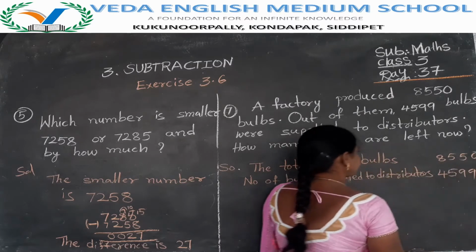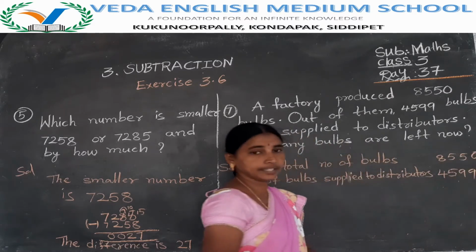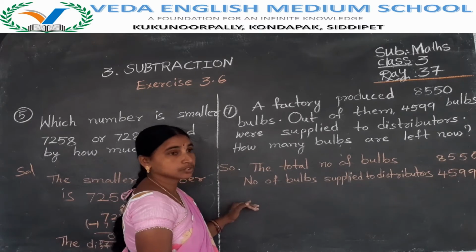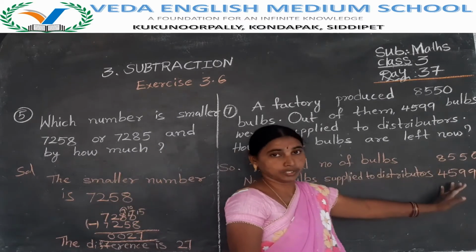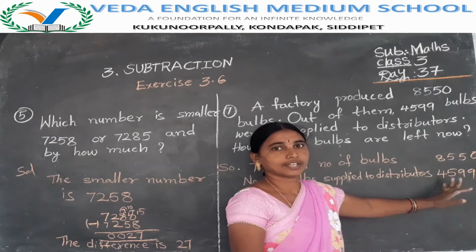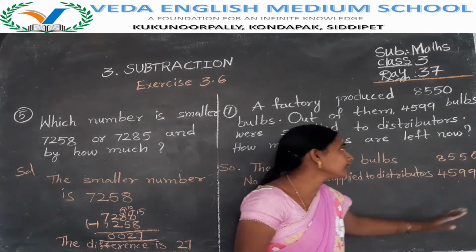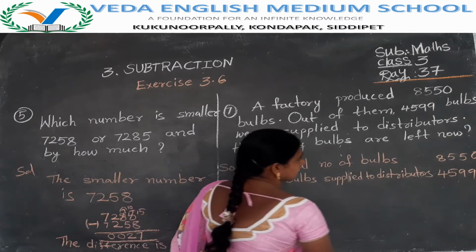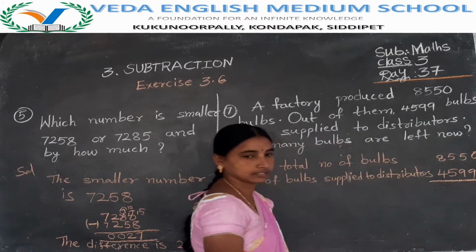8,550. Okay? How many are there? Now subtract these two numbers. What will we get as the answer? The answer is the remaining bulbs. Okay? First of all, subtract this.